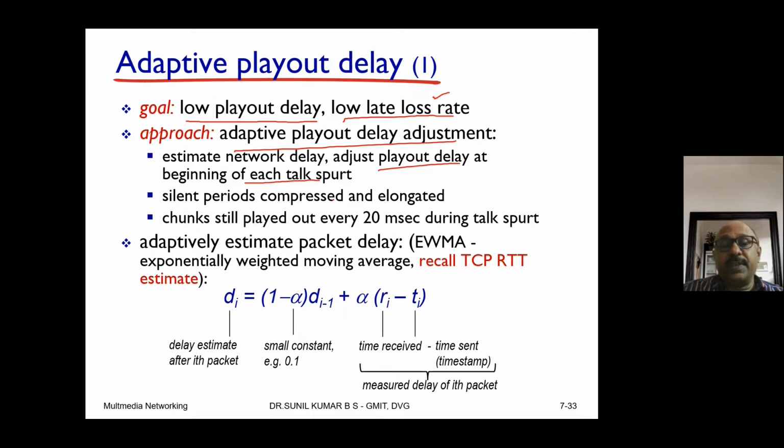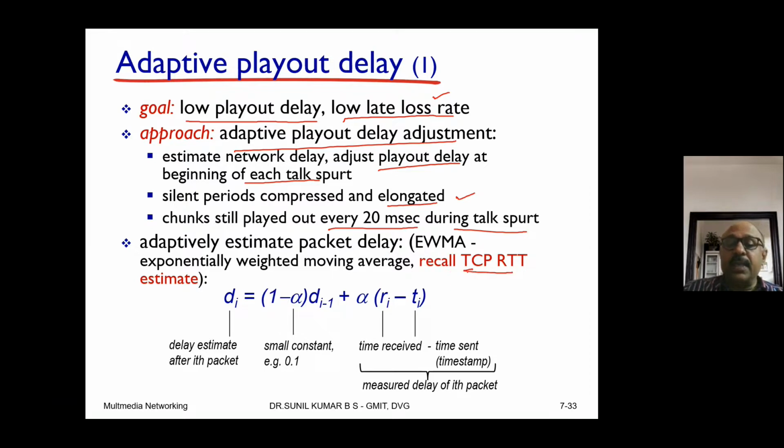Silent periods are compressed and elongated. That is the advantage taken. Chunks are still played out every 20 milliseconds during the talk spurt. Obviously, the delay at the transmission side remains constant. Now, adaptively estimated packet delay: how exactly do we estimate the packet delay? That can be done with the help of this equation.